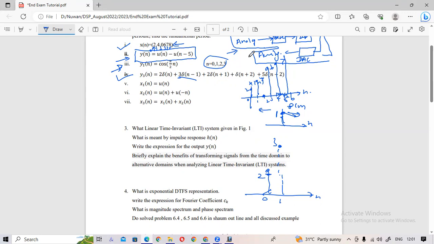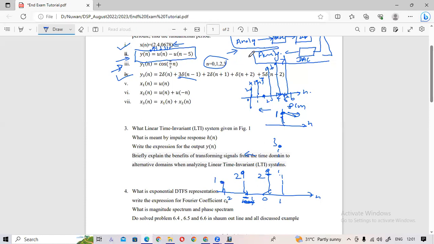Okay, so this is plus 2 delta n plus 1. N plus 1 means it is shifting to this direction. So n plus 1 means shifted by 1 in this direction, so it will be at minus 1, and the sample will be 2. So it will be 2 here. Delta n plus 2, that is delta n shifted in this direction by 2. The value is 1.